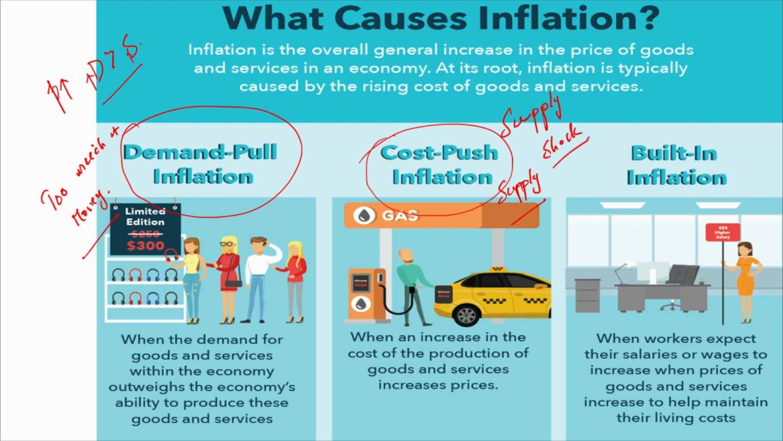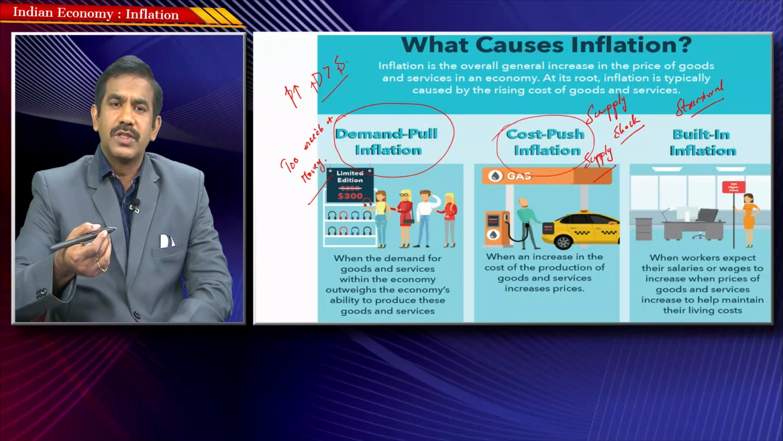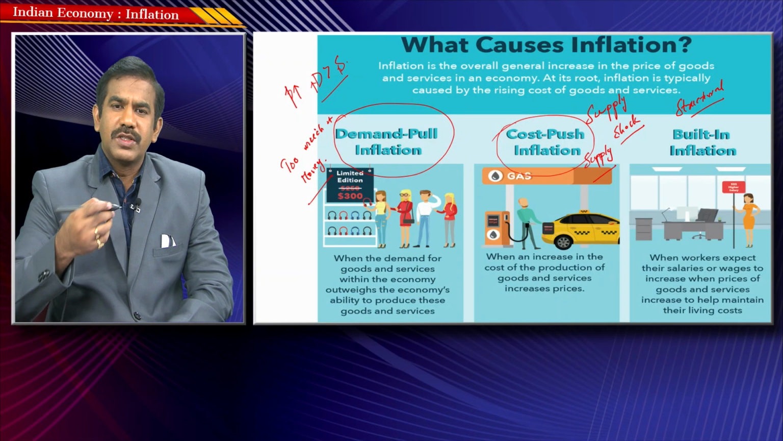Supply shock inflation. And the third type of inflation is what is called built-in inflation, or what you could also call structural inflation. So when I say structural inflation, imagine any deficiency or any constraint in the economic structure, maybe infrastructure problems, the way you produce goods and services, the way we distribute goods and services. Or let me give a very simple example.